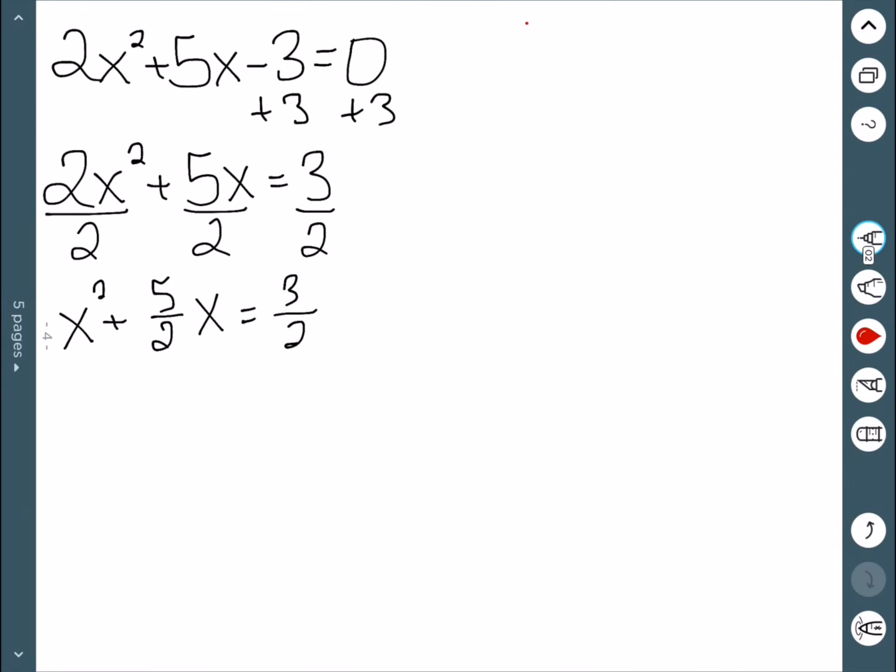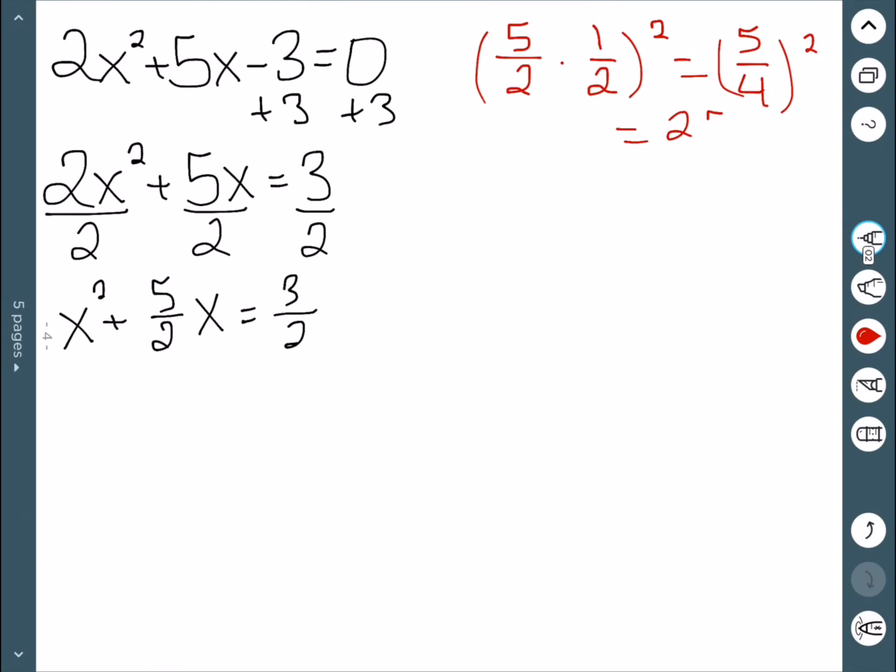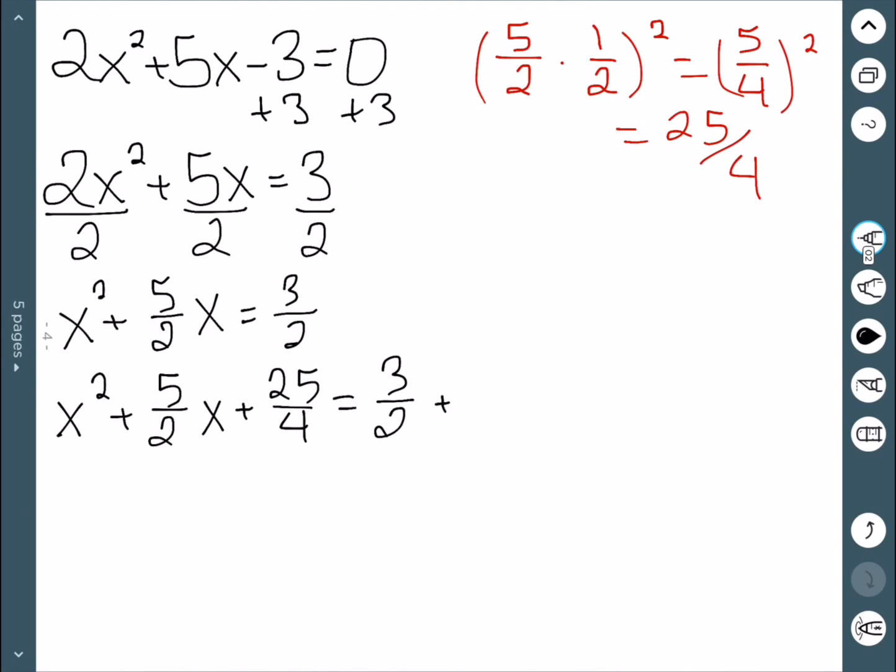On this side, we take the coefficient in front of x, and we divide by 2, which is the same thing as multiplying by 1/2, and then we square. So this is 5 over 4 squared, which is 25 over 4. And this is the number we need to add to both sides. I now have x squared plus 5 over 2x plus 25 over 4 is equal to 3 over 2 plus 25 over 4. On the left-hand side, this will factor into x plus 5 over 4 squared.